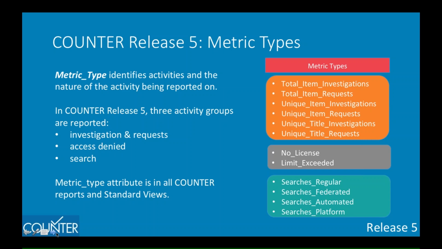We briefly talked about reports, and we'll go through metric types in a little more detail in this section. Let's look at the metric types and attributes that make up Release 5 reports. Metric type identifies user activities and their nature around content. Metric types describe the activity being counted in reports. In Counter Release 5, there are 3 activity groups reported. These are investigation and request, access denied, and search. The metric type attribute is used in all count reports and standard views.